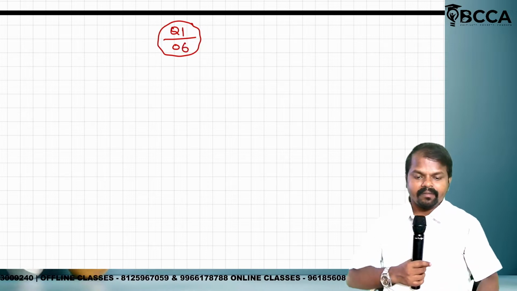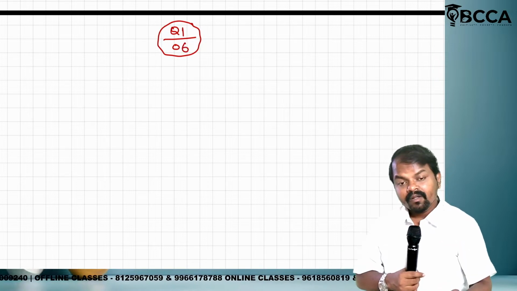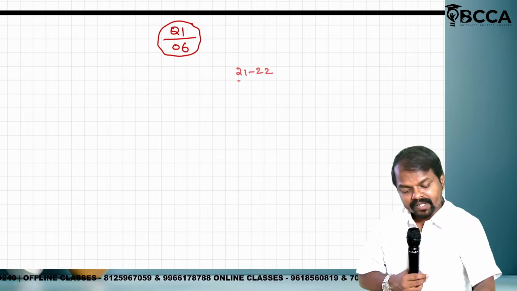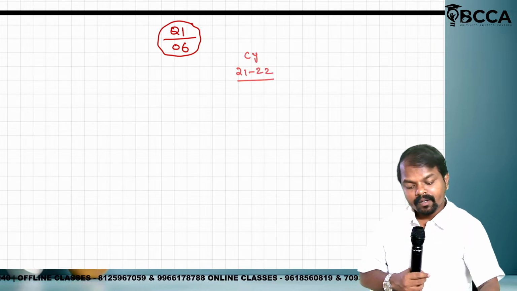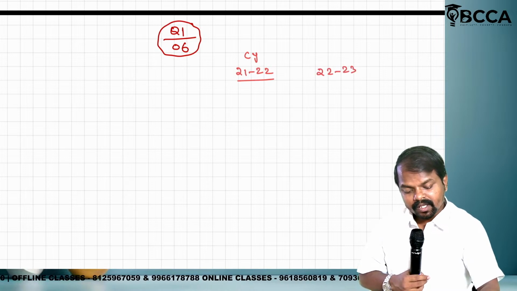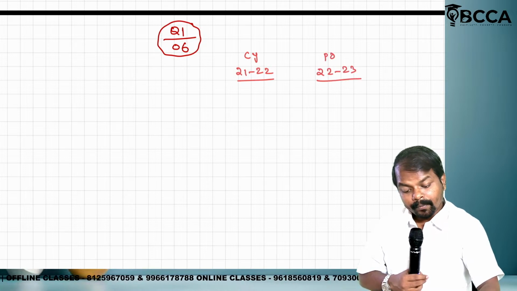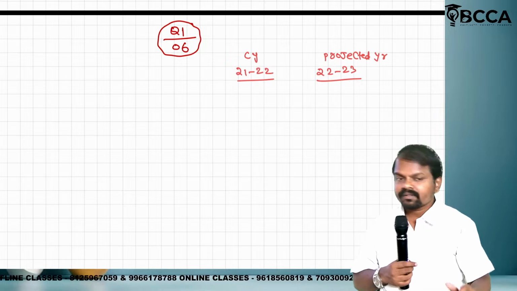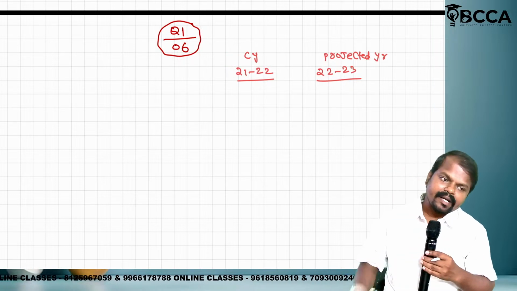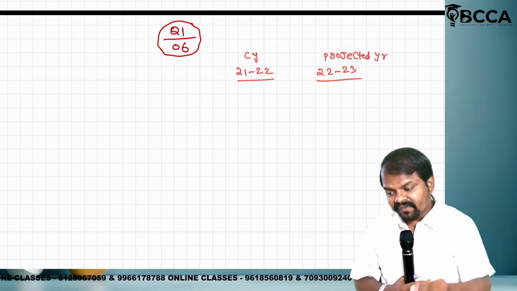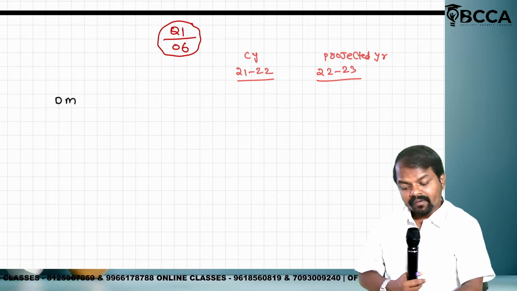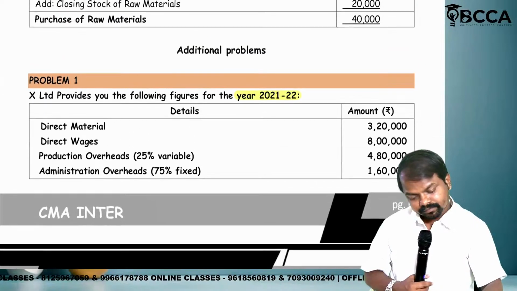Page number 6. Okay, listen. Which year's information is there? 21-22 is called the current year. 22-23 is called the projected year, or estimated year, or future year. We can say any of the three names. Correct? Now tell me, what is the first line? Direct material. Please check 21-22. What is the direct material? 3 lakh.